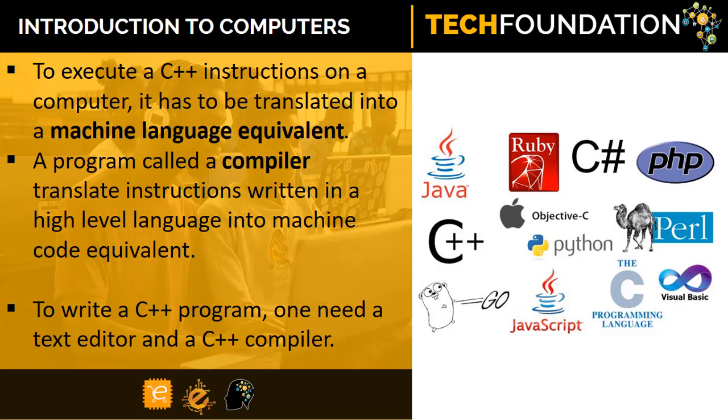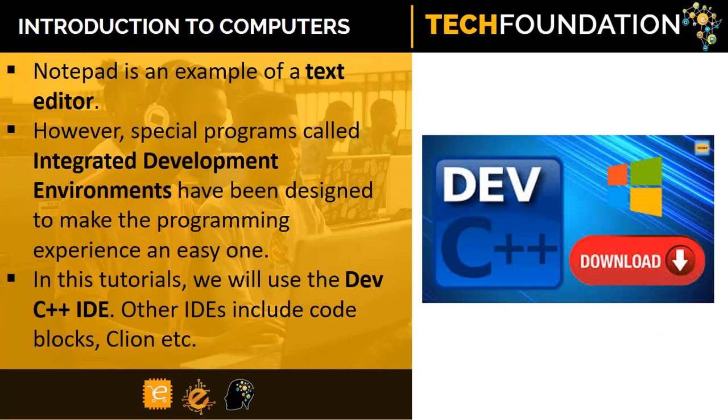Examples of C++ compilers include MinGW, GNU compilers, Intel C++ compilers, Clang, Turbo C++, G++, etc. Most of these C++ compilers are proprietary. That means you would have to pay some money to acquire them. Notepad is an example of a text editor. In fact, every operating system comes with a Notepad program installed by default.